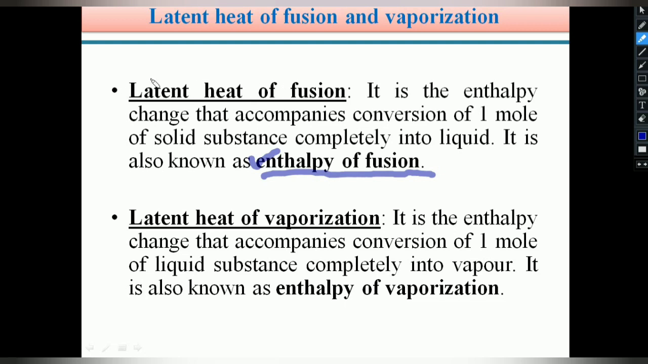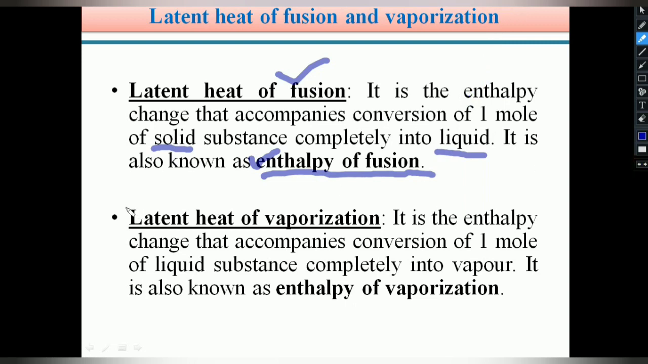So students, simply you can remember here: fusion, solid into liquid. Fusion means a solid substance is converted into liquid state. 1 mole of a solid substance. During this conversion, the change in enthalpy, or enthalpy change, is known as latent heat of fusion.